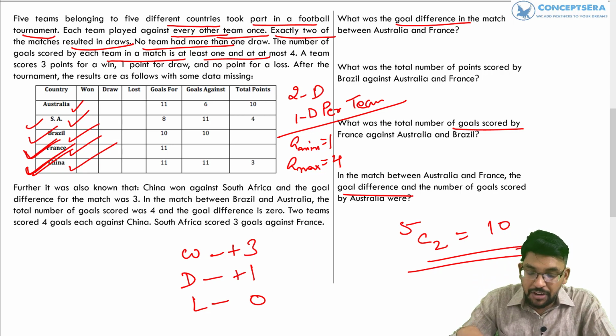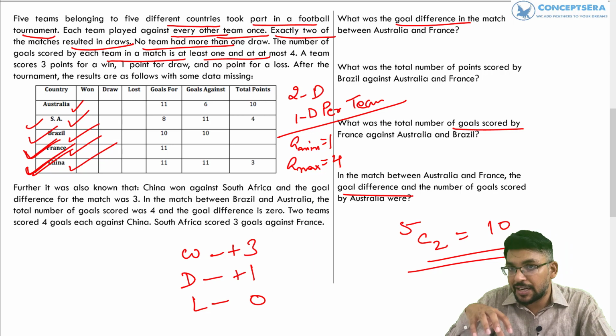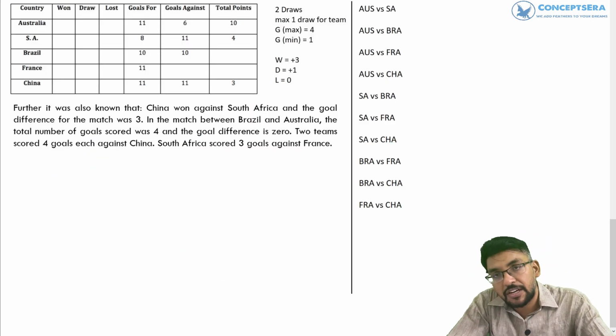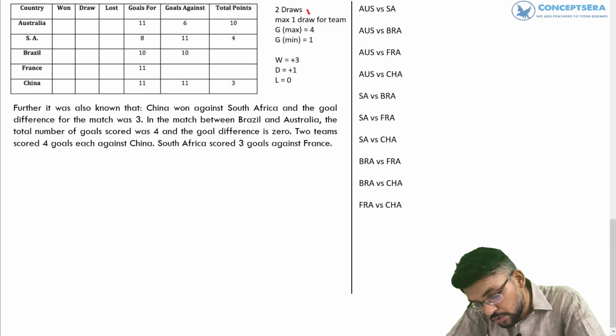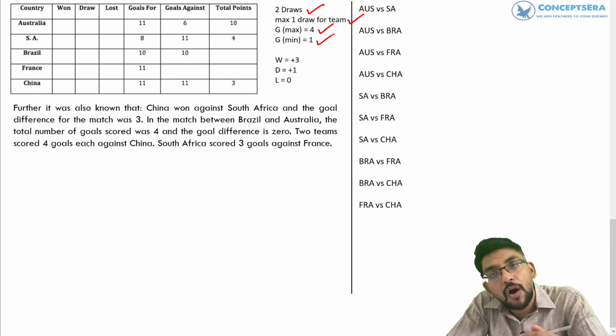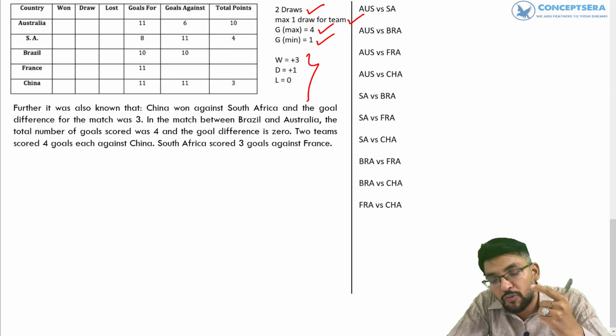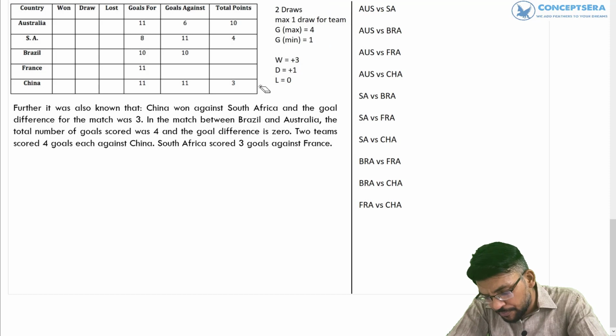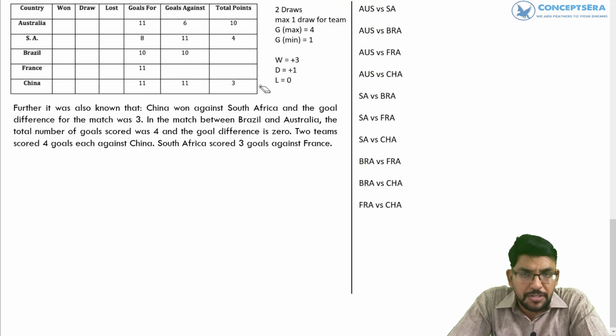So let's put the given data in a much better manner and try to solve this particular caselet. Here we have the data in which I wrote 2 draws, max 1 draw per team, goals at most 4 and minimum 1. And for a win we have 3 points, for a draw we have 1 point, and for a loss there is no point. Now try to fill this particular table first.